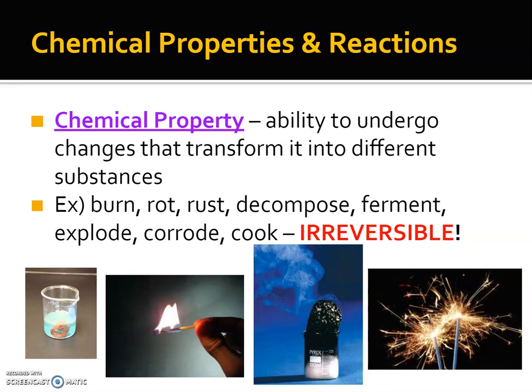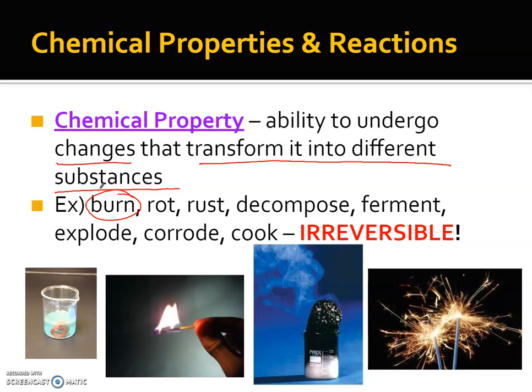All right, this fifth video talks all about chemical properties and reactions and how they're different from the physical properties and reactions that we see of our matter. A chemical property is an ability to undergo a change, but it transforms it into a different substance. So when you burn a piece of paper, it's no longer paper after it burns.